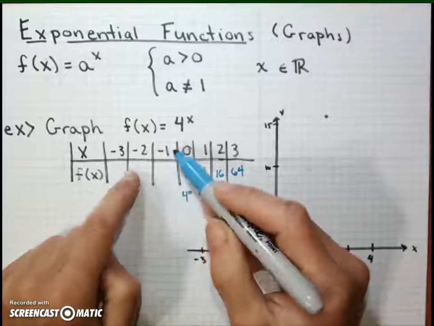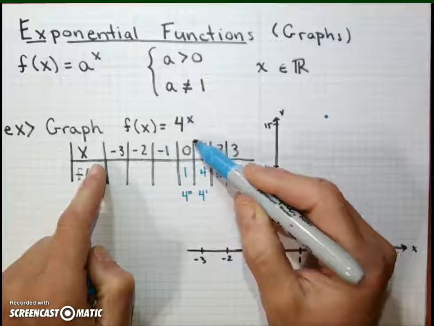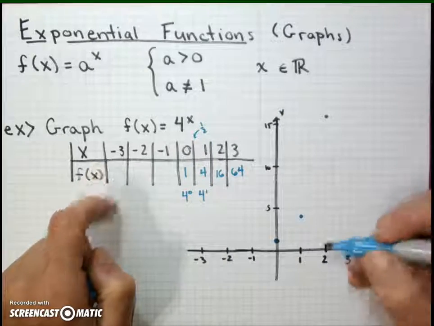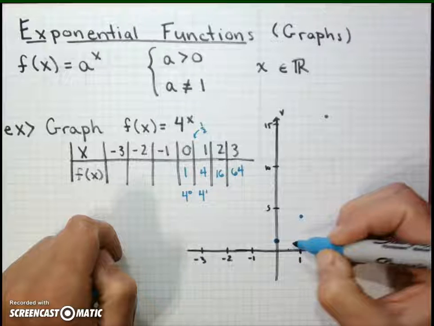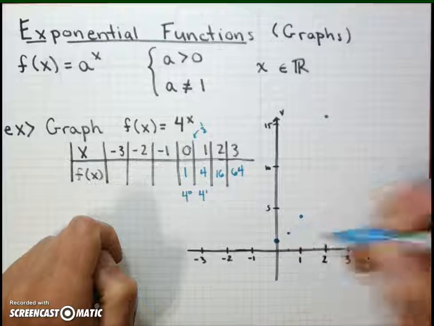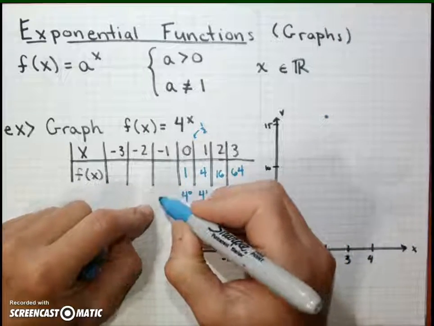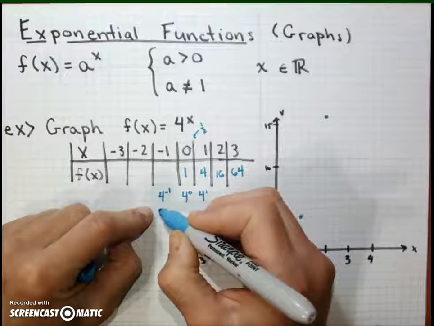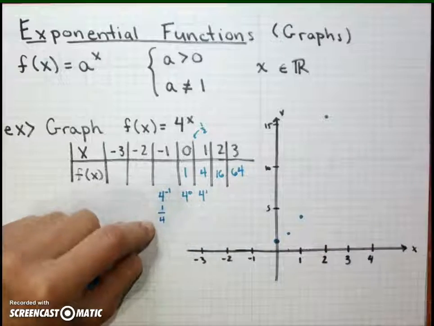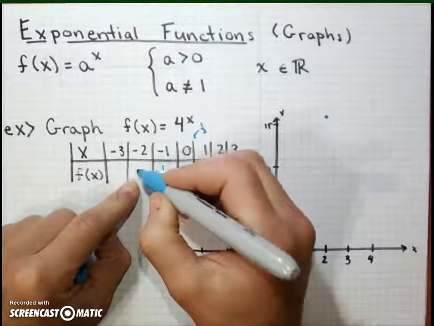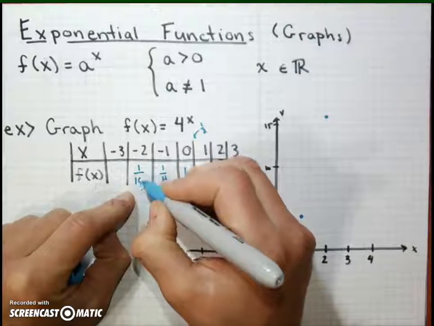We can also plug in negative values for x, and of course we could have plugged in 1/2. We can plug in fractional values too. So if we plugged in 1/2, we know we would get 2, so that's an extra point. If I plug in -1, then I get 4 to the -1, which is 1/4. So that's f of -1. f of -2 is going to be 1/16.